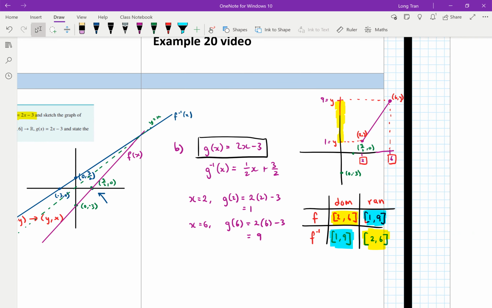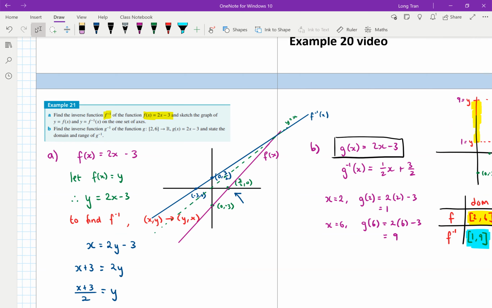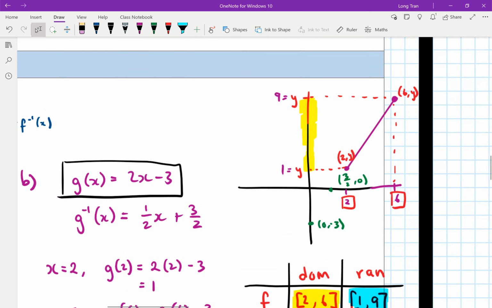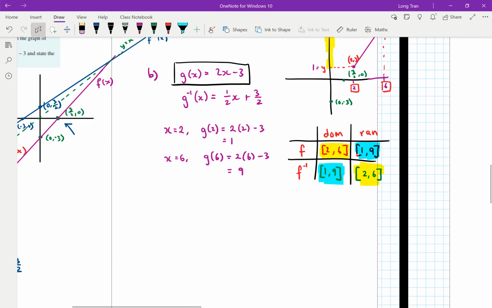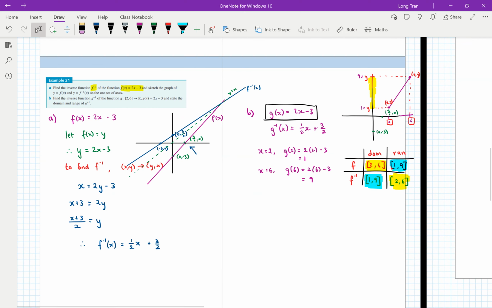So there we go. We answered the question, state the domain and range, but you had to sketch the graph to help you visualize and analyze it properly. So that's essentially how you do example 21. It's about sketching, it's about knowing the properties of the inverse function, and that helps you to answer the questions there. Okay.